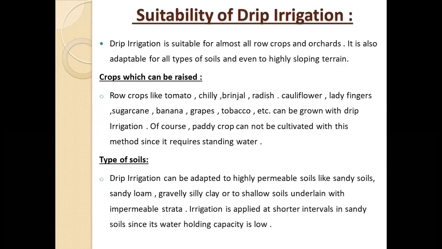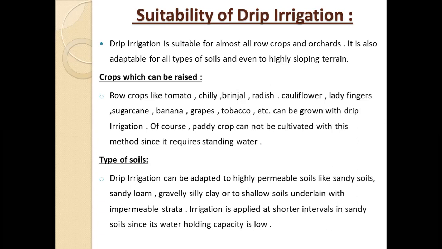Next is the suitability of drip irrigation. Drip irrigation is suitable for almost all the row crops and orchards. It is also adaptable to all types of soils and even to highly sloping terrain. So, which crops can be raised and which cannot? Row crops like tomato, chili, brinjal, radish, cauliflower, ladyfingers, sugarcane, banana, grapes, tobacco, etc., can be grown with drip irrigation. Of course, paddy crops cannot be cultivated with this method since they require standing water.